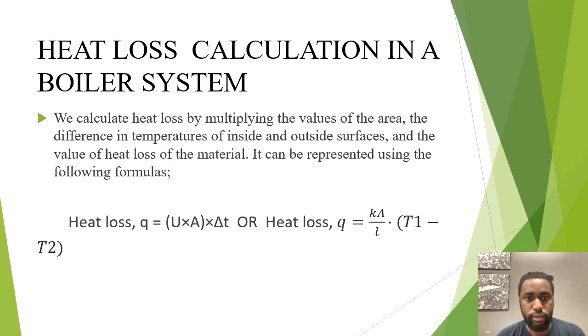So now we move on to calculating the heat loss in a boiler system. We calculate the heat loss using the area, the difference in temperature between the inside and the outside surfaces, and the thermal properties of the material. It can be represented using the formula heat loss Q equals K, which is the thermal conductivity of the material, times the area of the material, divided by L, where L is the thickness of the boiler, multiplied by the difference in the internal and external temperature.